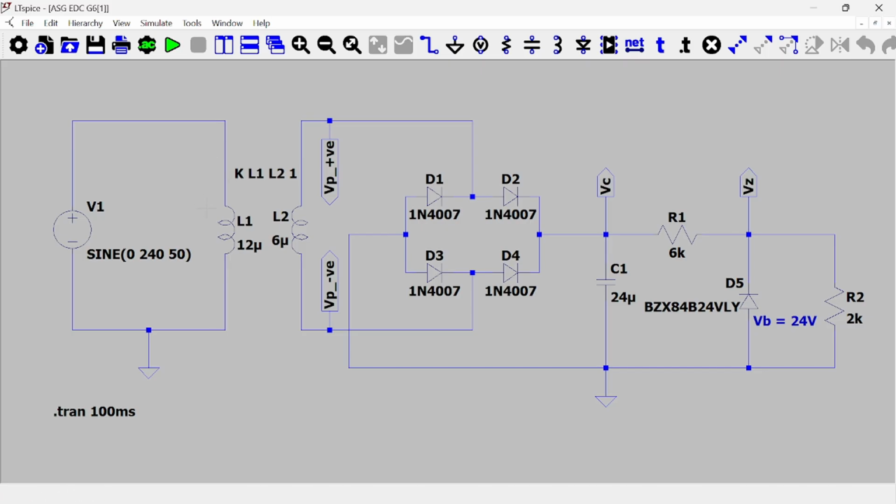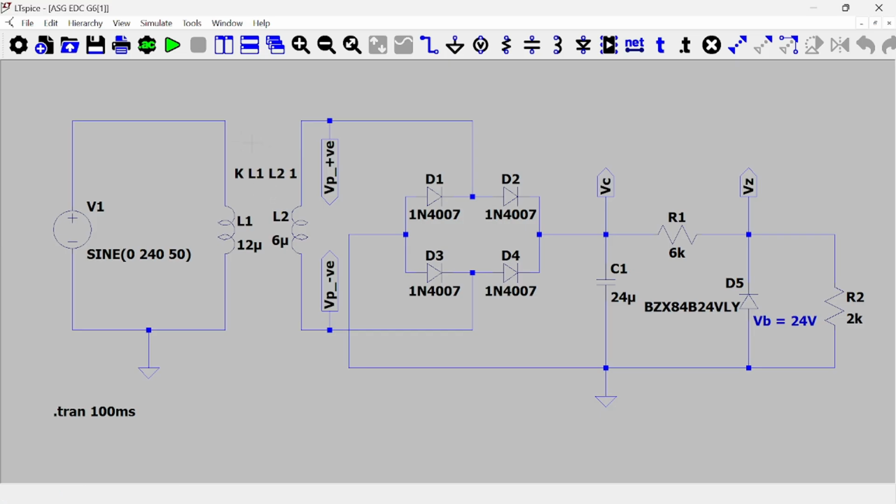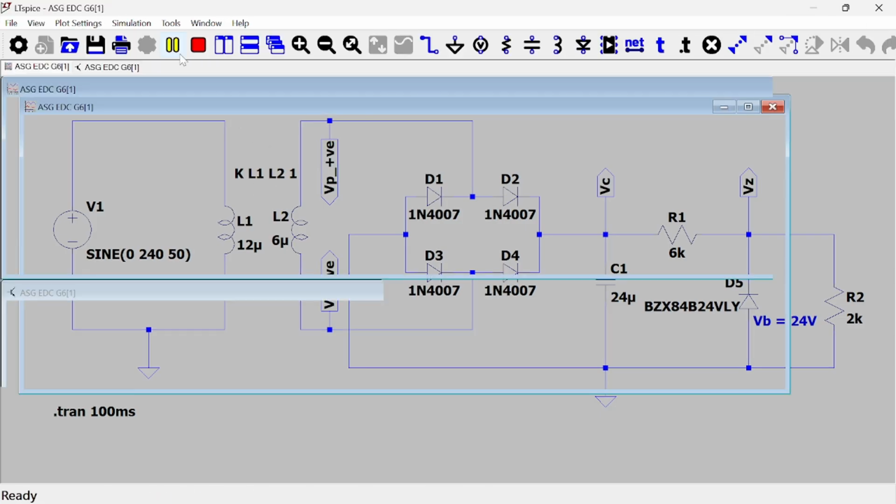Now this is our transformer. As you can see, our labeling K, L1, L2 and 1. So this shows that K equals 1. You can see the value of L1 is greater than L2, so it proves that this is a step down transformer. Now we can run the simulation.